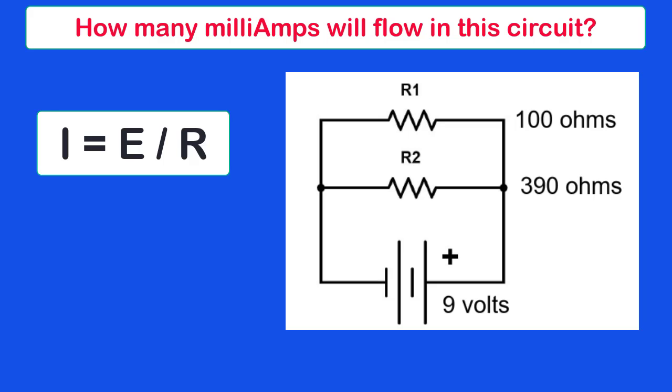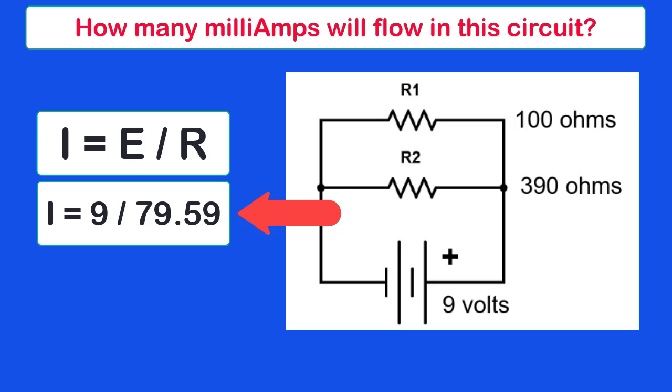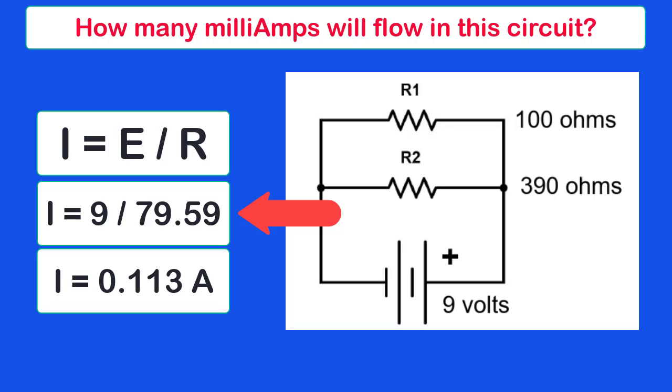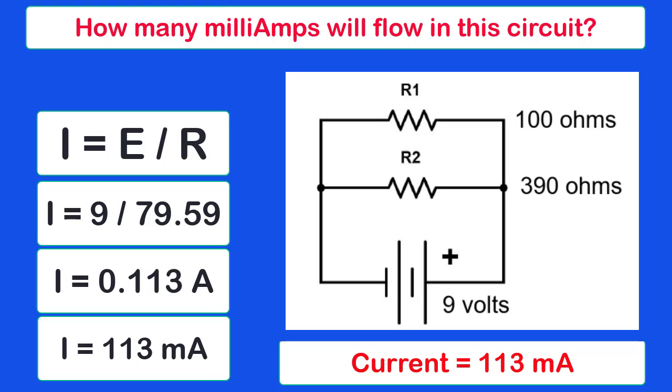How many milliamps will flow in this circuit? Using Ohm's law, I equals E divided by R. I equals 9 divided by 79.59. Thus, I equals 0.113 amps, or 113 milliamps.